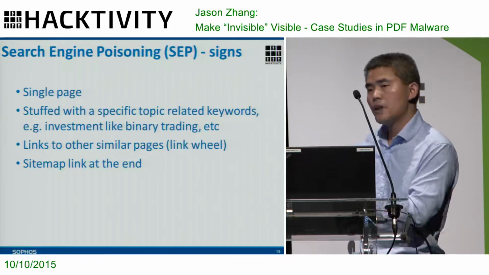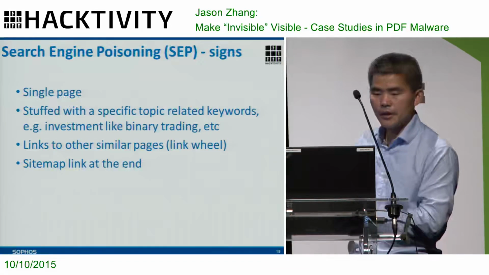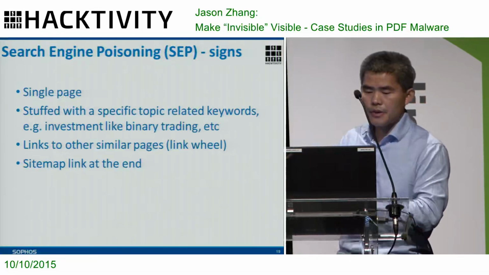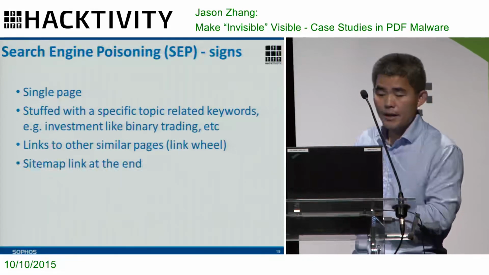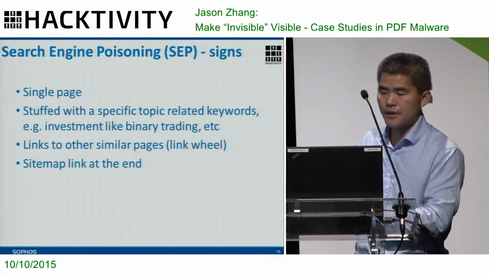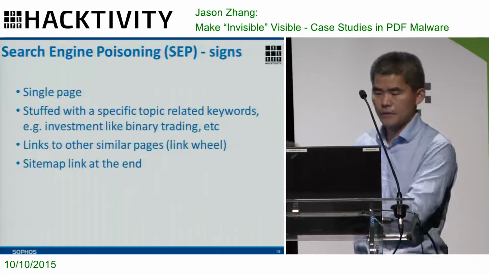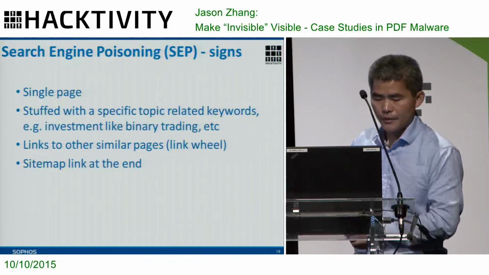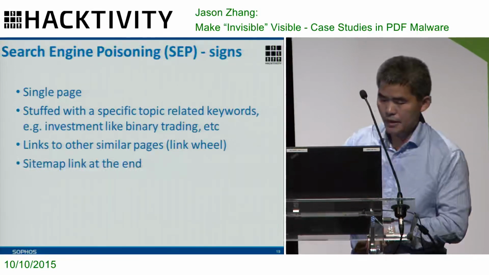So the typical sign of this kind of malware is that it only has a single page again, and also because they want to promote the website, or they want to do some black hat search engine optimization. So in this kind of PDF file it is full of specific topic-related keywords, like investment, like binary trading, and we will show that later. And it has some links to other similar pages. It's called a link wheel, to create a link farm to link to each other. That is a way to improve the search engine score. And also at the end of the file, it has a sitemap link. We will see some examples here.